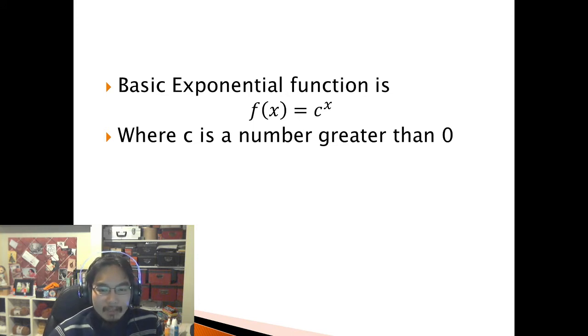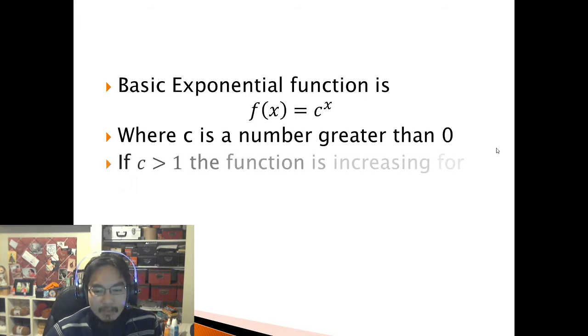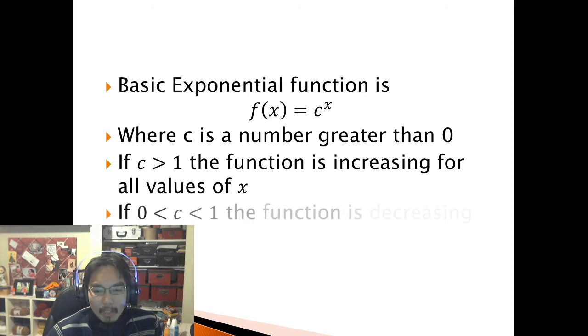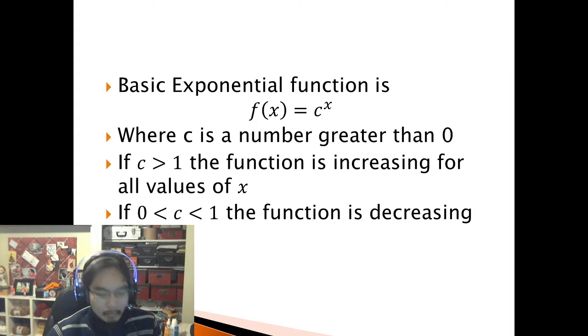A couple characteristics for the basic exponential function is that if c is greater than 1, the function is increasing, so it's always going up. If c is somewhere between 0 and 1, the function is decreasing. And interesting things happen when c is equal to 0 or c is equal to 1.